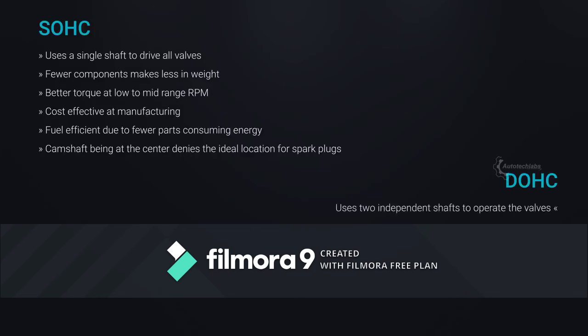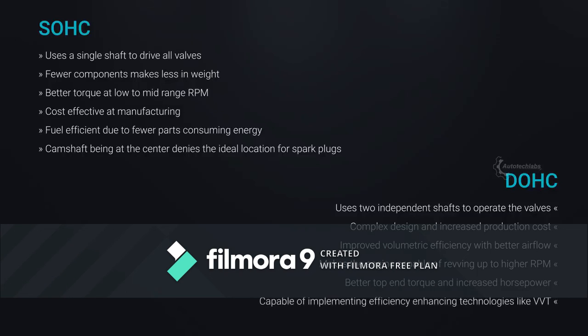DOHC uses 2 independent shafts to operate the valves. Complex design and increased production cost. Improved volumetric efficiency with better airflow. Makes the engine capable of revving up to higher RPMs. Better top-end torque and increased horsepower. Capable of implementing efficiency-enhancing technologies like VVT.